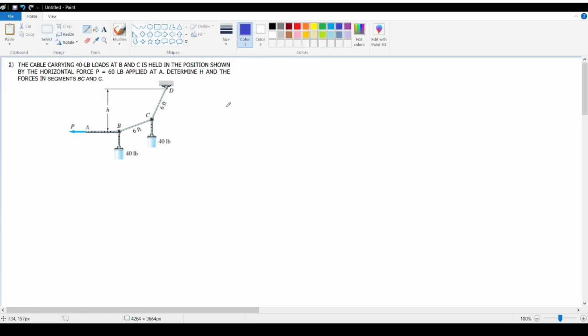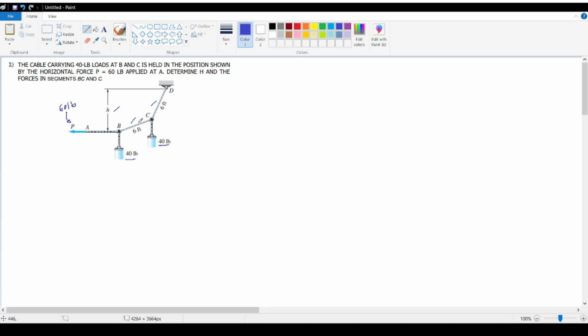So here is an example of a cable system, and this problem is from Pytel's Statics of Rigid Bodies book, so you can check it out for yourself if you want to solve other problems involving cables. For this problem, we are being tasked to find the height h and the forces in these cables. It is known that we have a 60-pound force applied here to keep the system in equilibrium, as well as these 40-pound weights.